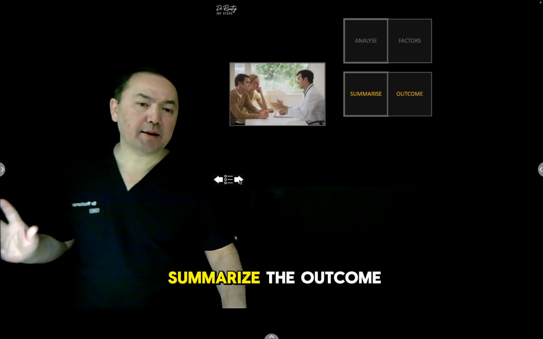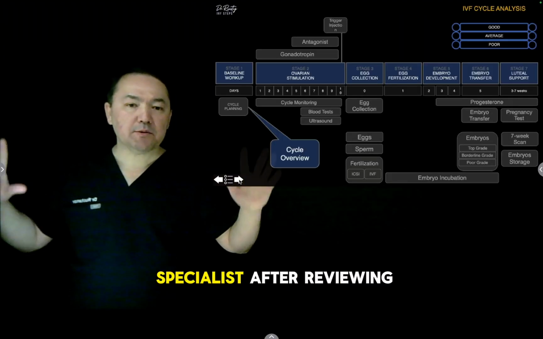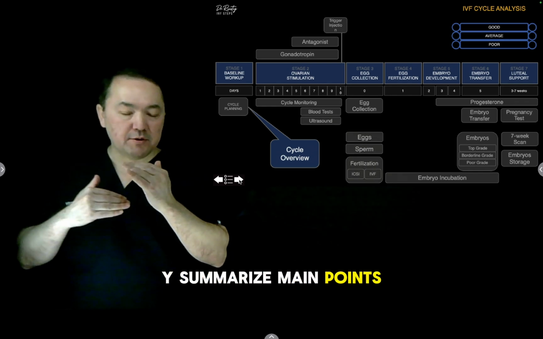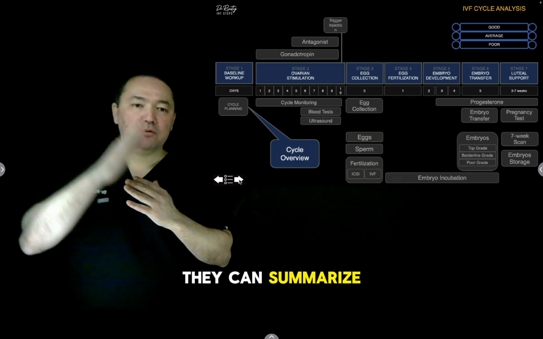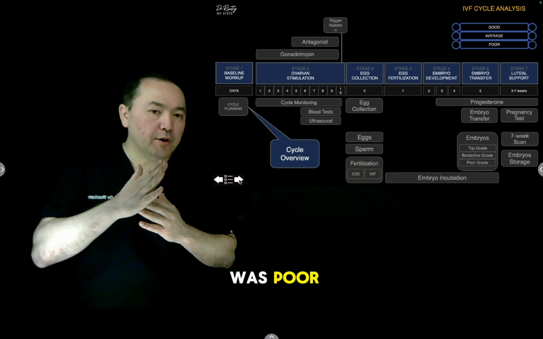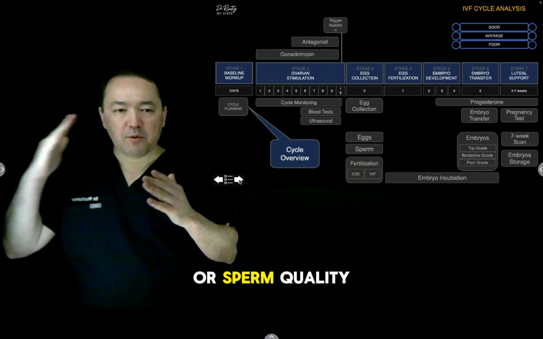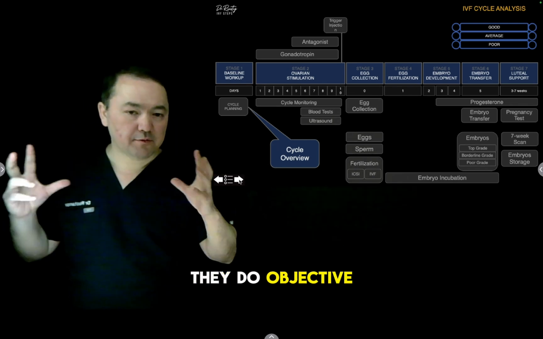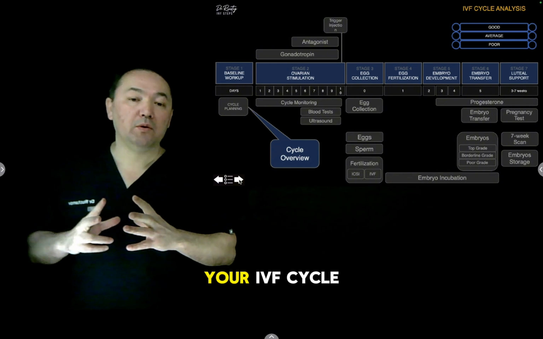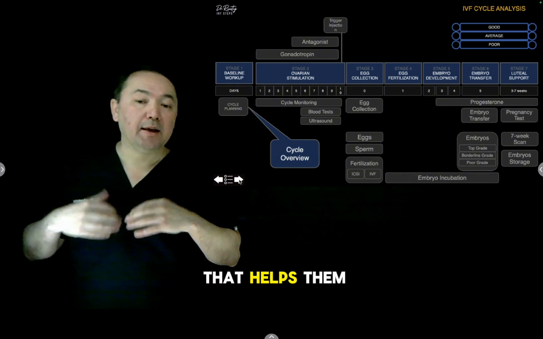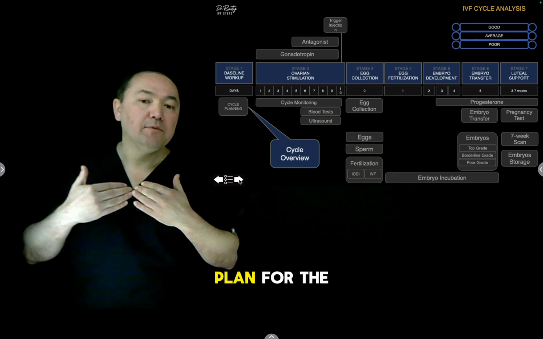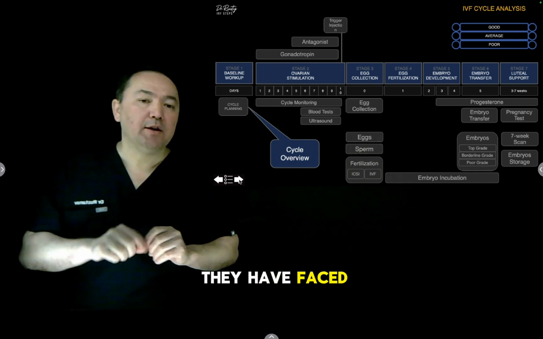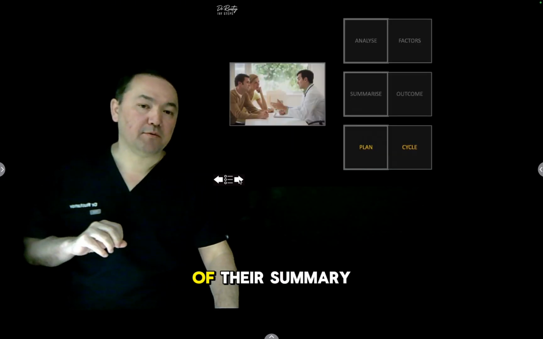And then you summarize the outcome. So your fertility specialist, after reviewing, will summarize the main points. For example, they can summarize that your ovarian response was poor, or embryo development was poor, or sperm quality was poor, or egg quality was good. They do an objective summarization of your IVF cycle that helps them to formulate the plan for the next IVF treatment. They will try to address issues they faced during that cycle on the basis of their summary.